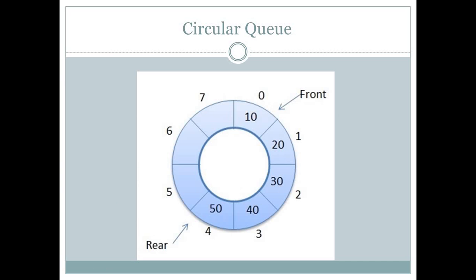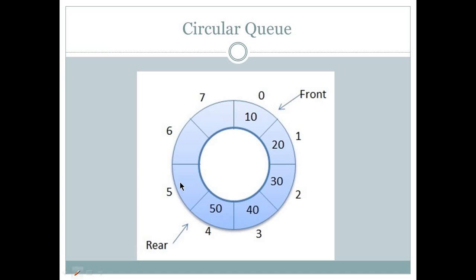That circular queue looks like this. This is the front of our queue and this is the rear of our queue. If we add an item, it will be added here. Again if we add an item, it will be added here. Again if we add an item, it will be added here. Then our queue will be full.